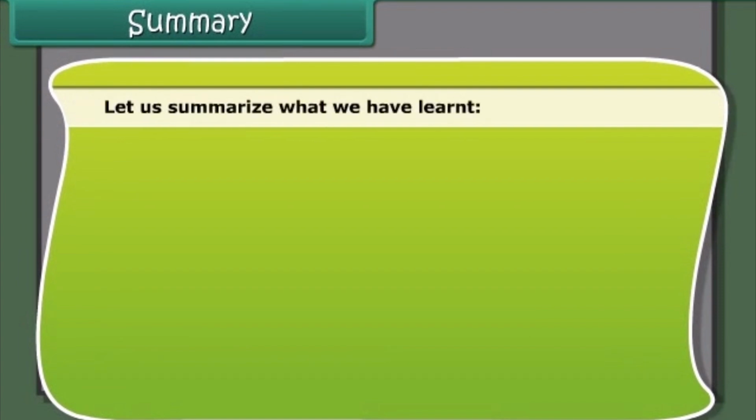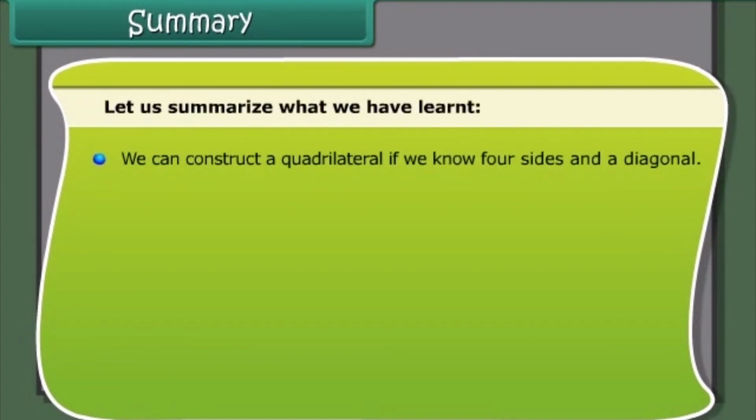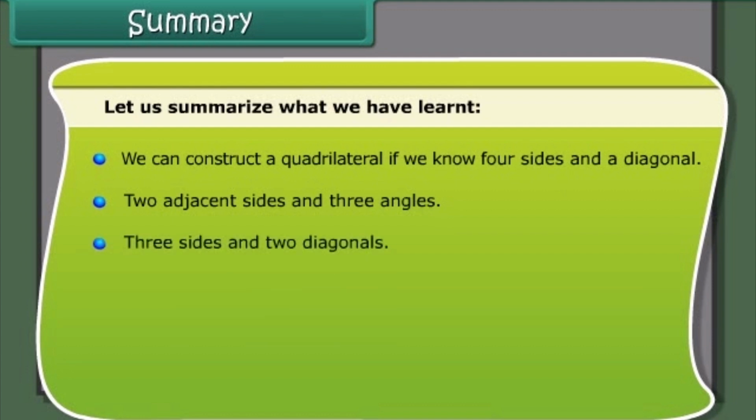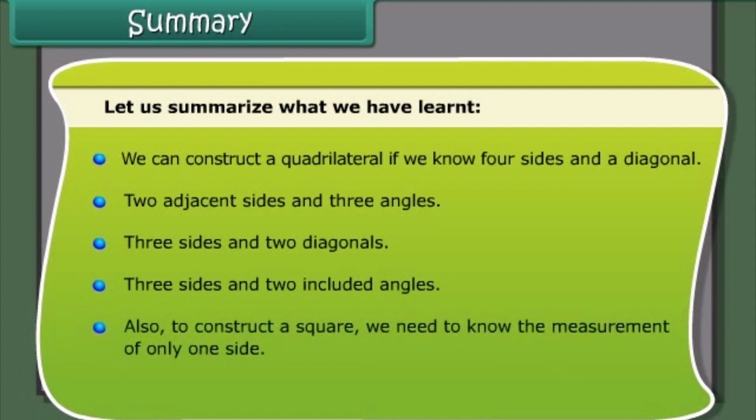Summary. Let us summarize what we have learned. We construct a quadrilateral if we know 4 sides and a diagonal, 2 adjacent sides and 3 angles, 3 sides and 2 diagonals, 3 sides and 2 included angles. Also, to construct a square, we need to know the measurement of only one side.